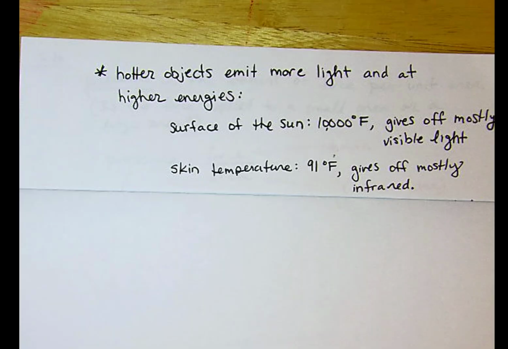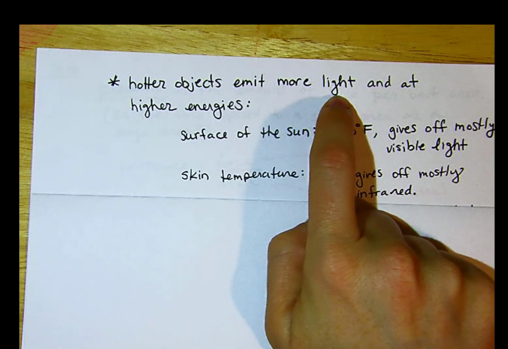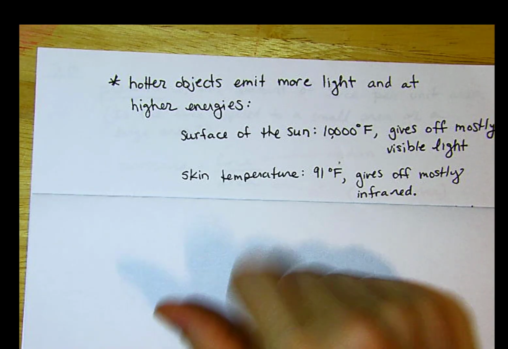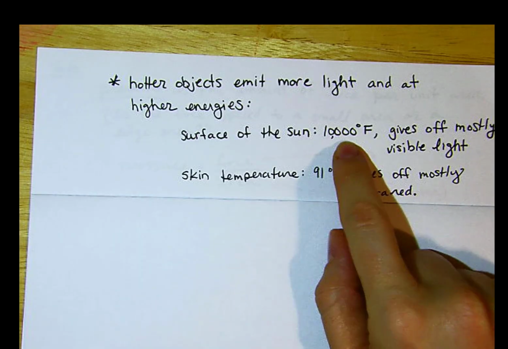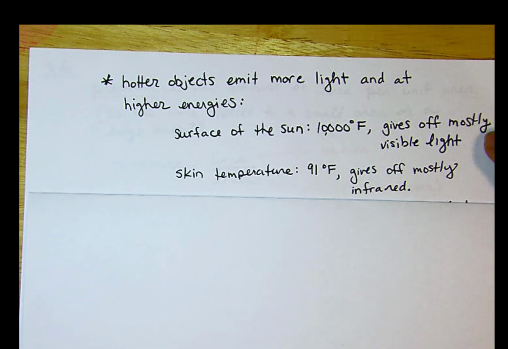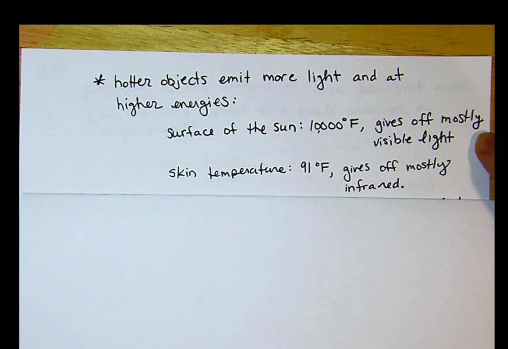So just due to an object's temperature, it will give off some light. Maybe you can see it with your eyes, maybe you can't. But hotter objects would give off more light, so brighter, and also at higher energies. So instead of maybe at infrared, maybe at visible light. Two examples. The surface of the sun is 10,000 degrees Fahrenheit. It emits mostly visible light. And so here's a good way to think about how the radiation can transfer energy. The sunlight brings energy from the sun to the earth through radiation, through light.